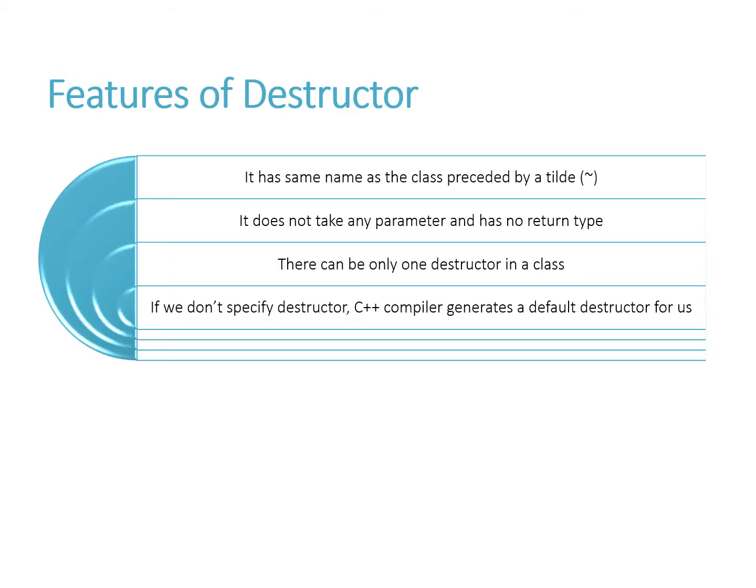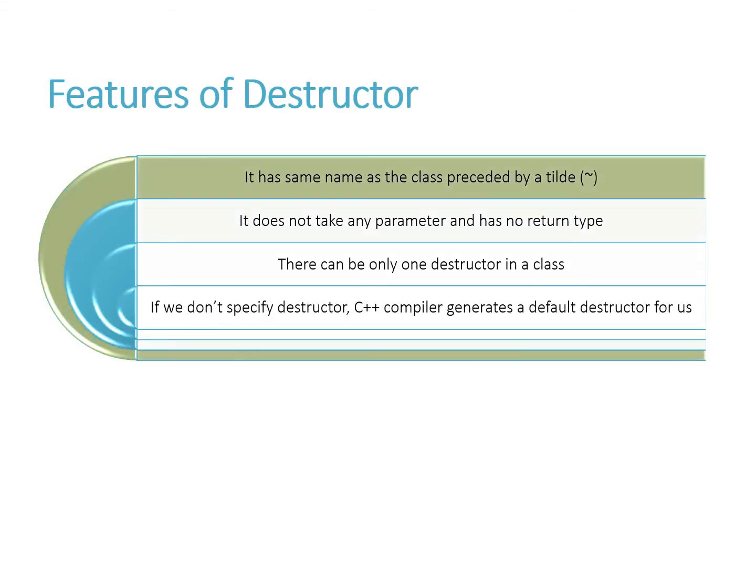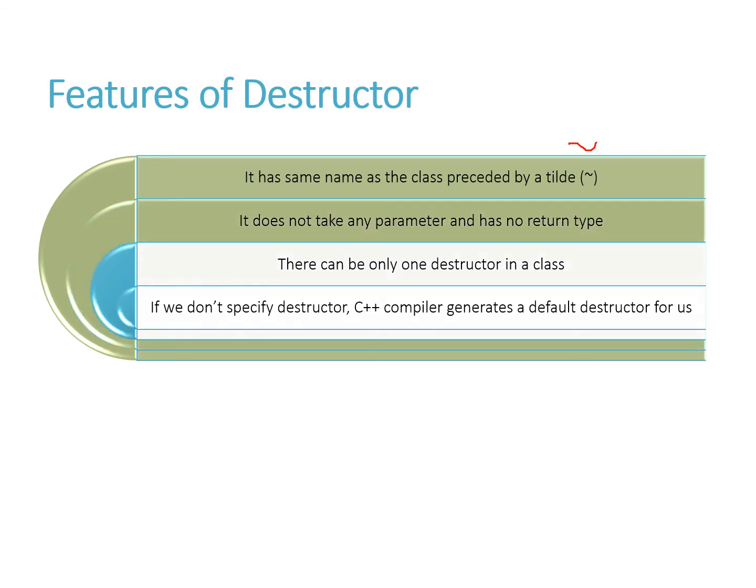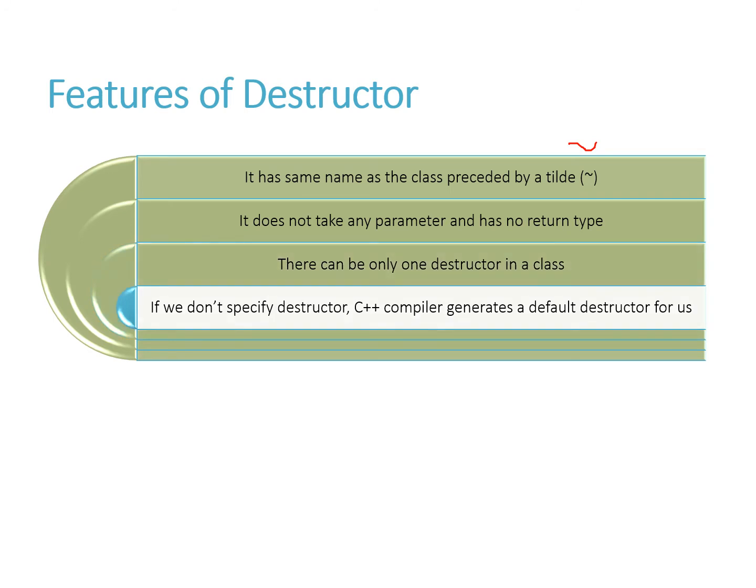Now the features of destructor. It has same name as that of class, but it is preceded by a tilde sign like this. Next, it does not take any parameter and has no return type. Third, there can be only one destructor in a class. And fourth, if we don't specify a destructor, then C++ compiler generates a default destructor for the program.